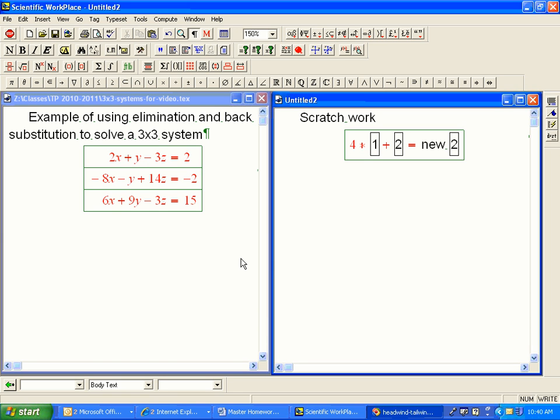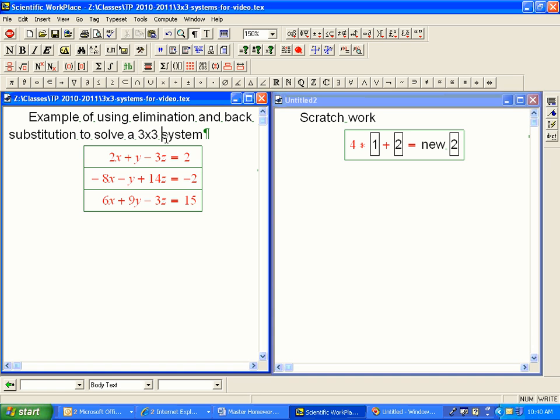Here's an example of using elimination and back substitution to solve a 3x3 system. That's 3 equations and 3 unknowns. Linear system, of course. I should say linear. We don't try to do this if it's not linear; it's much more sophisticated. So here's the original system we have.